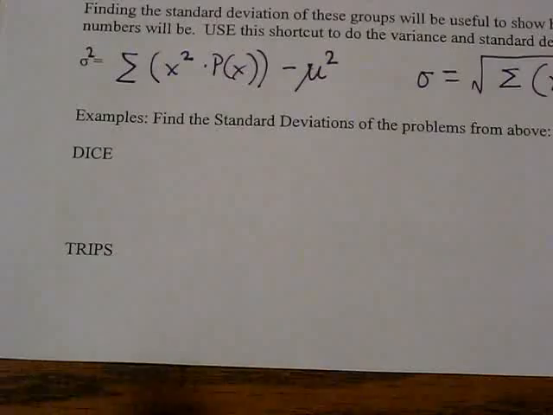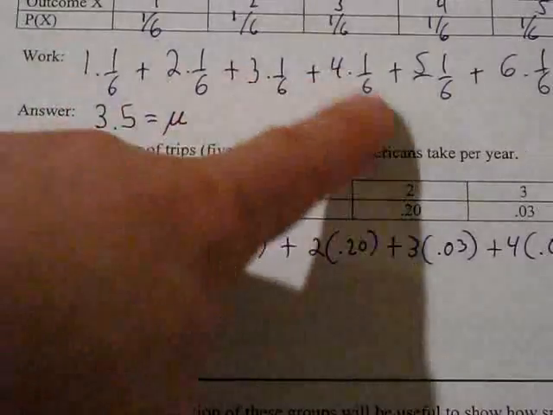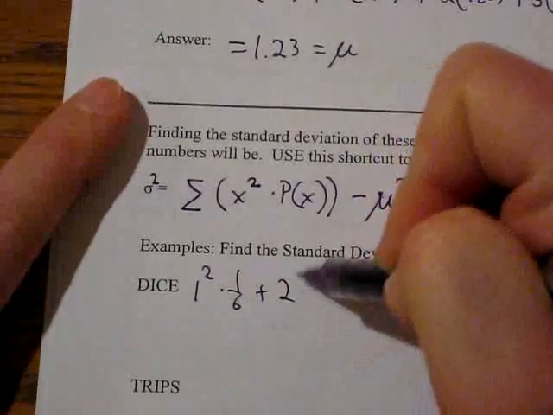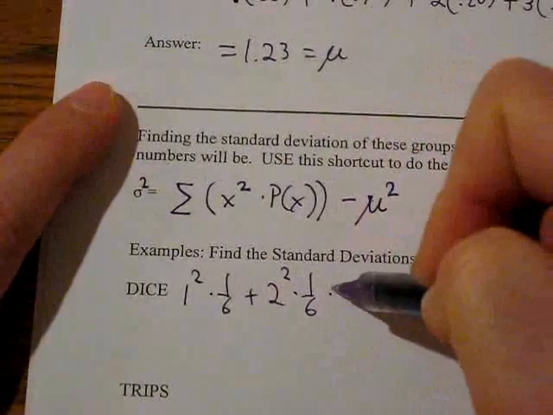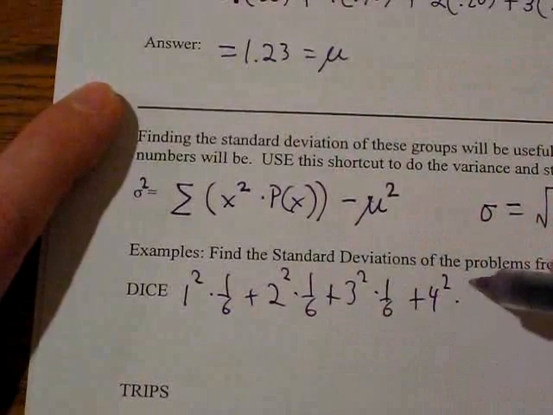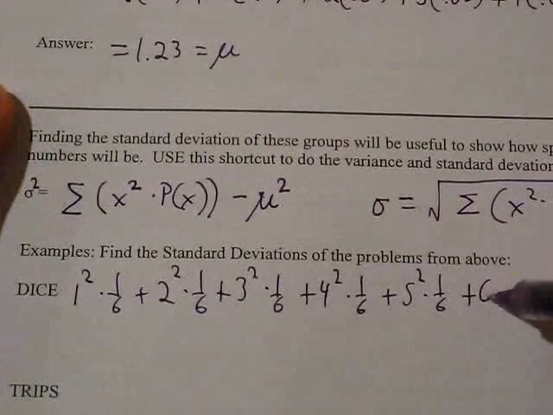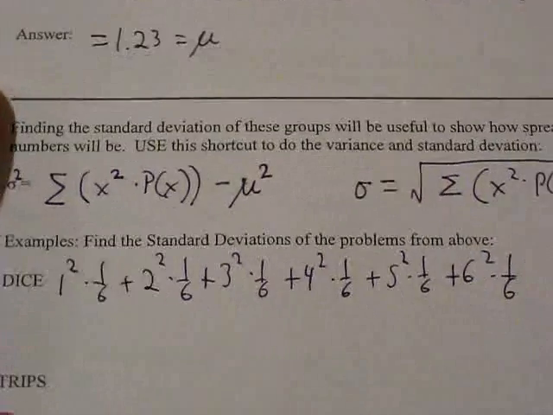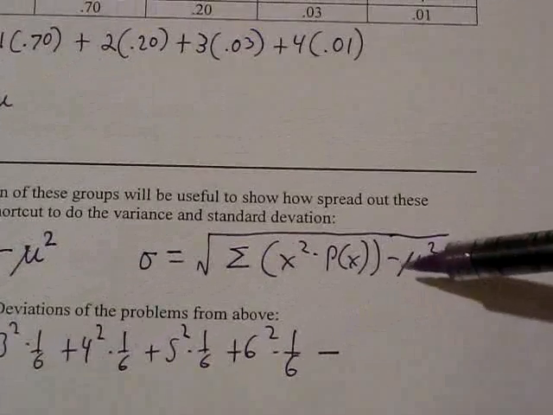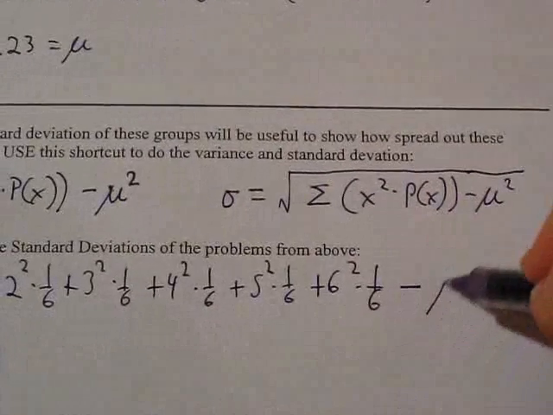So the process starts out like it did when we were finding the average, except that instead of going 1, 2, 3, 4, we're going to go 1 squared times 1/6, plus 2 squared times 1/6, plus 3 squared times 1/6, plus 4 squared times 1/6, plus 5 squared times 1/6, plus 6 squared times 1/6. Then we're going to subtract the average that we had found in the previous problem. In this problem it's going to be mu again.